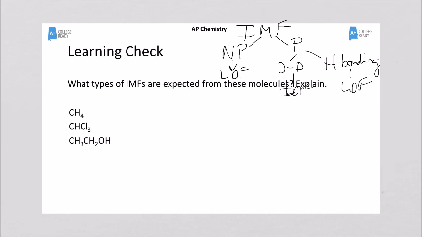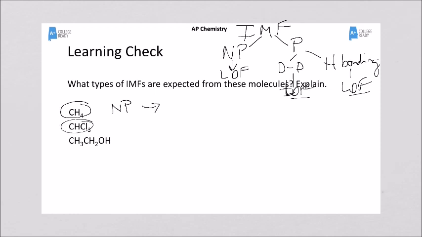Okay, so you just can't forget the LDFs are present with the polar molecules as well. So what type of IMFs are expected with these molecules? You need to draw the Lewis structure if you're not sure. So you need to think of, what is the shape? Is it symmetrical? Does it have a net dipole or not? The answer is nonpolar. It is tetrahedral, so our only answer would be LDFs.